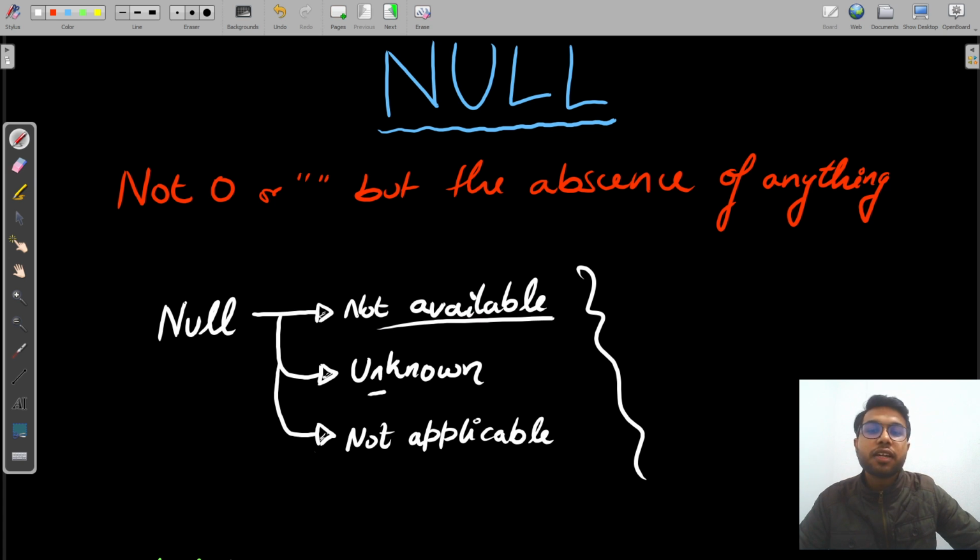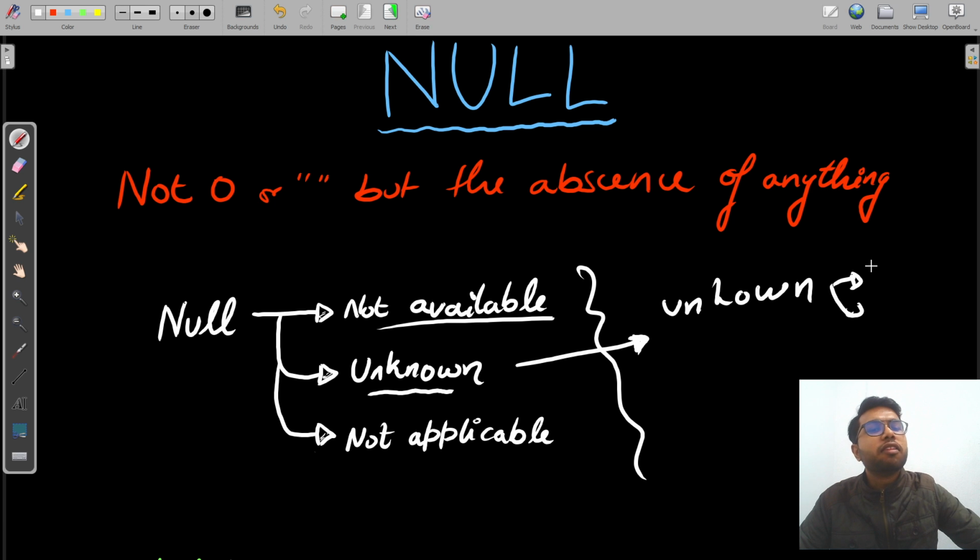Then we have another case, that it is unknown. Maybe there's some value that is unknown. What this means can be divided into two parts. The first part can be that we don't know whether the value exists. And the second part could be we know that the value exists, but we don't know what its value is. Let's take an example for both of those.